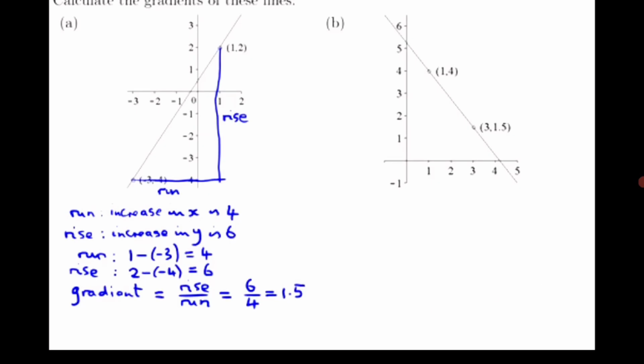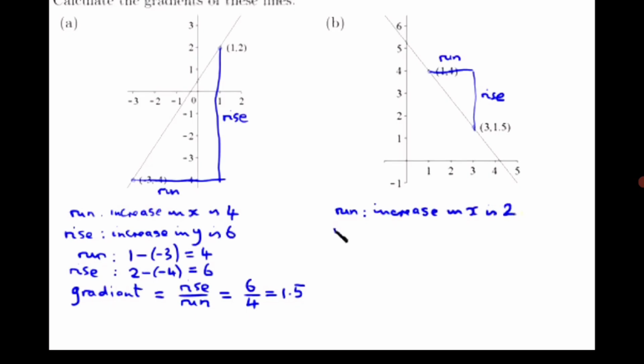Now look at the second graph. Again, we're going to calculate the gradient using the coordinates of these 2 points. So let's draw the triangle again. So this is the run, and this is the rise. And the run is the increase in x, as you move from the left-hand point to the right-hand point. And you can see that you go from 1 to 3, so the increase in x is 2.